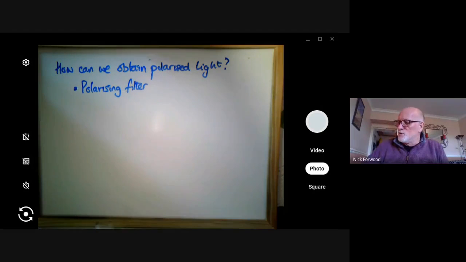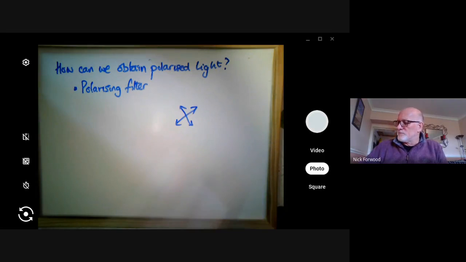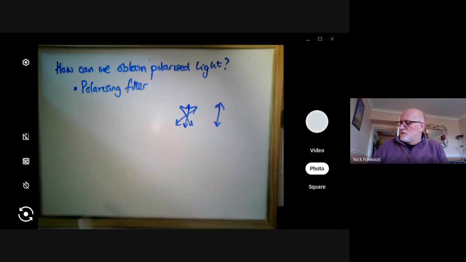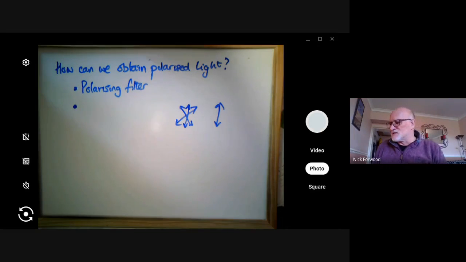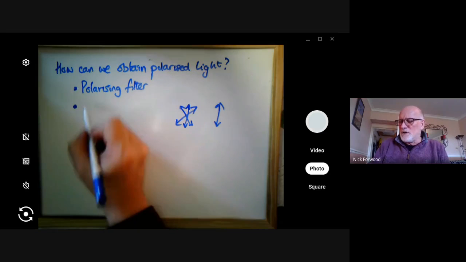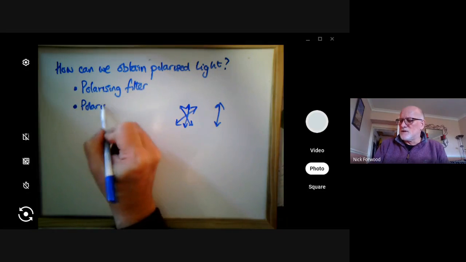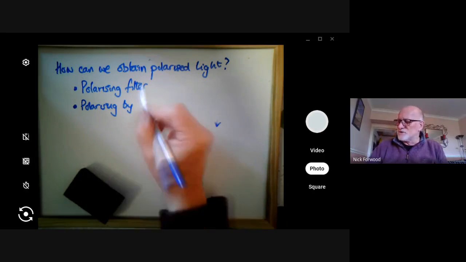Polarizing is where you remove all of these other different oscillating planes of light that's coming at you and only let light through in one direction. Good way to remember. Okay, polarized light, unpolarized light, as I've mentioned before. The second way in which we can do it, which is a way in which nature does it, if you like, is by polarizing by reflection.